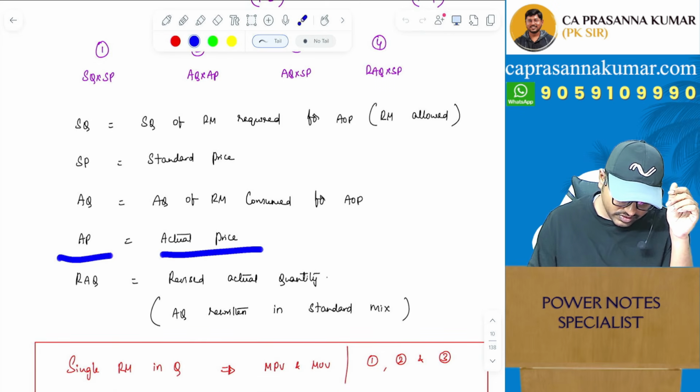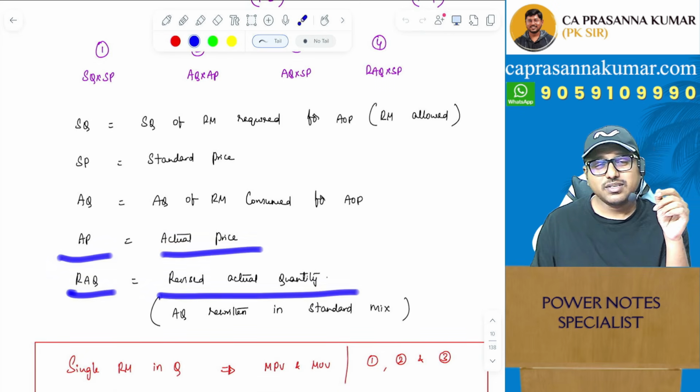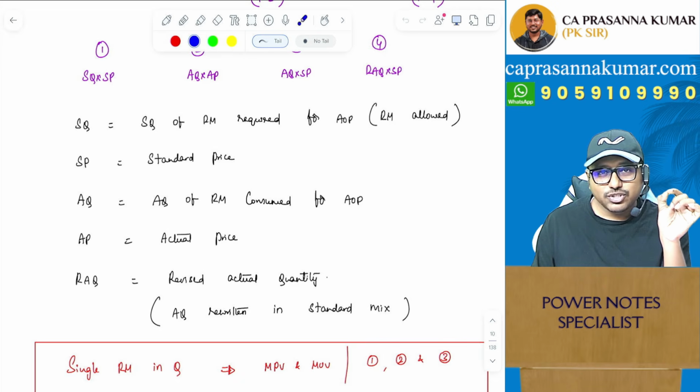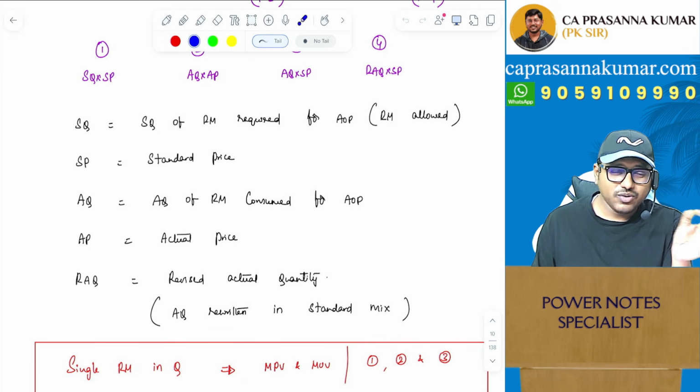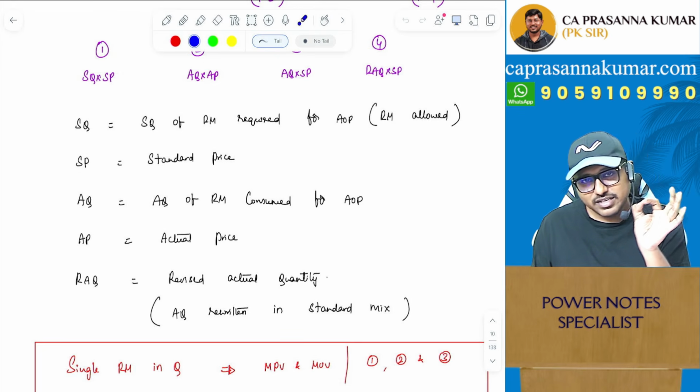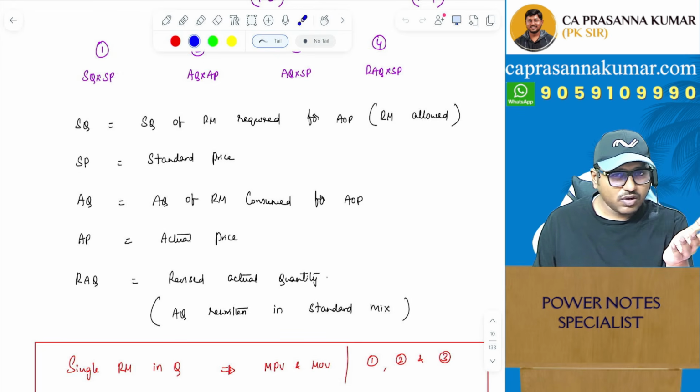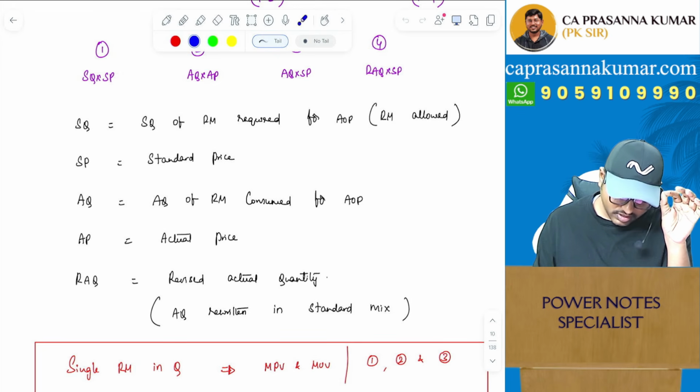Next, SP, standard price. AQ, actual quantity of raw material consumed for actual output. AP, actual price. RAQ, revised actual quantity. Sir, what is revised actual quantity? Actual quantity rewritten in standard proportion. Don't worry, we'll be solving sums as well. Right now, just learn the formula.